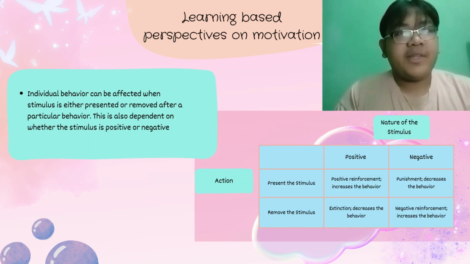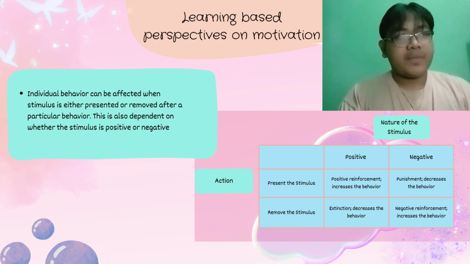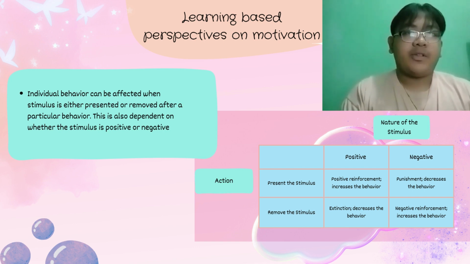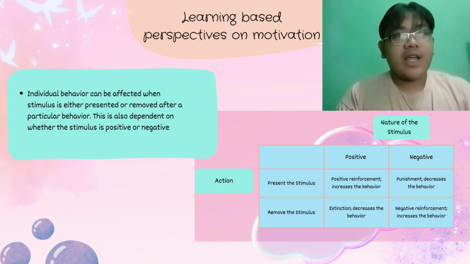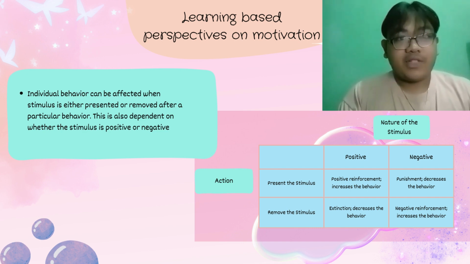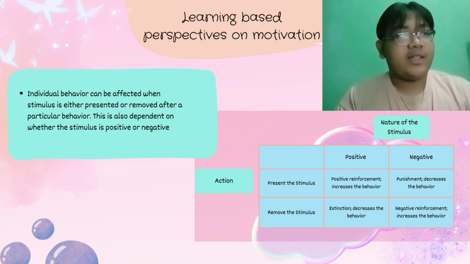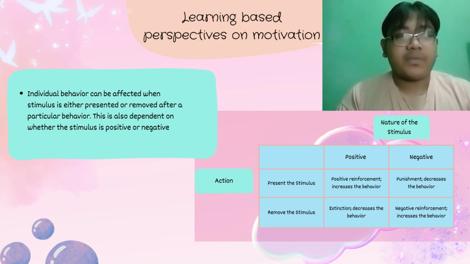Individual behavior can be affected when a stimulus is either presented or removed after a particular behavior. This is also dependent on whether the stimulus is positive or negative. So now we have this table. There are two natures of stimulus, the positive and the negative. Also, there are two actions, the presenting of the stimulus and the removing of the stimulus.